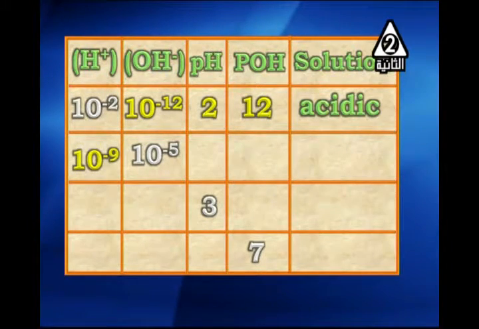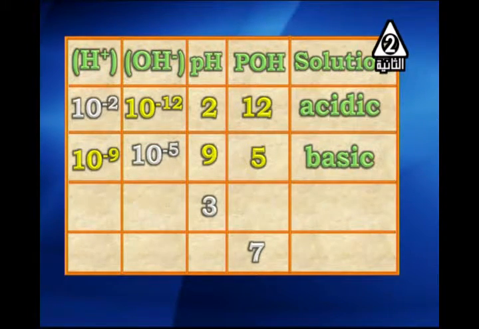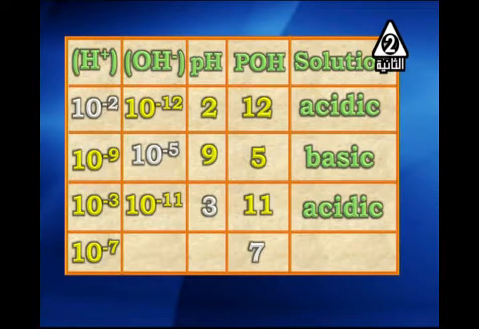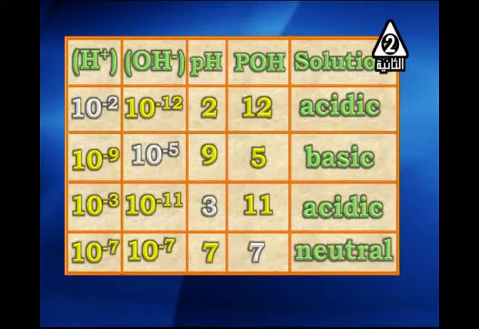And in the second line, as we know the OH ion concentration, the H positive ion concentration will be 10 to the power negative 9, and the pH equals 9, and the pOH equals 5, and as pH is greater than 7, it is a basic solution. While in the third line here, the pH equals 3, so the concentration of hydrogen ion is 10 to the power negative the value of pH, so 10 to the power negative 3, and the concentration of hydroxide ion is 10 to the power negative 11, and the pOH equals 11, and the solution is acidic as pH is less than 7. And the last one, as pOH equals 7, both the concentration of hydrogen ion and hydroxide ion equal 10 to the power negative 7, so the pH equals 7, so it is a neutral solution.